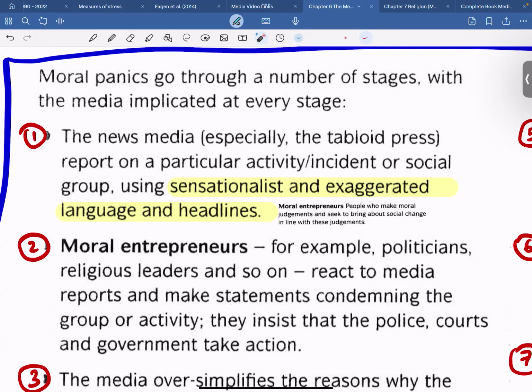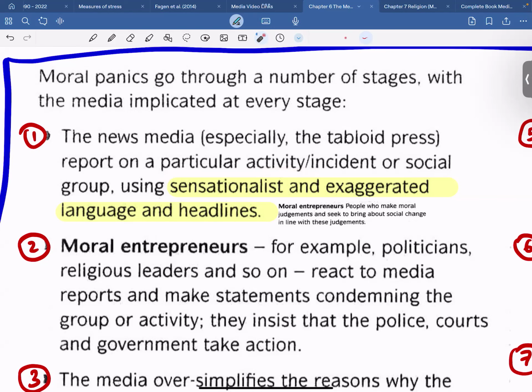The first step: the news media, especially the tabloid press, report on a particular activity or incident or social group using sensationalist and exaggerated language and headlines. Number two: politicians, religious leaders, social workers, and so on react to media reports and make statements condemning that particular group or activity, labeling them as folk devils.